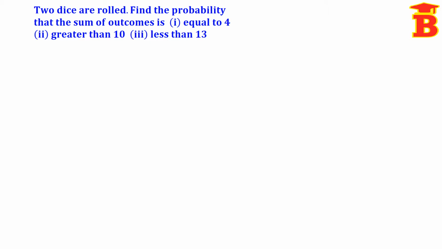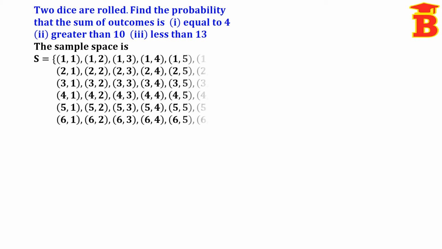Now let us see the problems. 2 dice are rolled. Find the probability that the sum of the outcomes is equal to 4, greater than 10, less than 13. First let us write the sample space. We know that there are 36 possibilities. So we write all the possibilities starting from (1,1), (1,2), etc., up to (6,6). So n(S) equals 36.